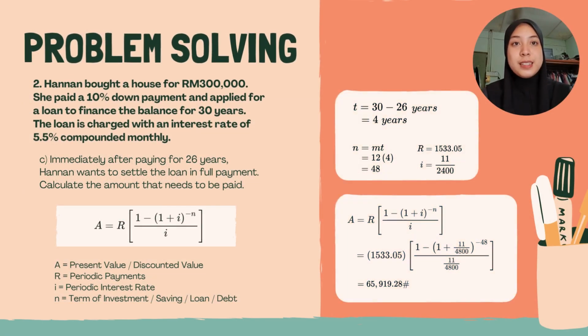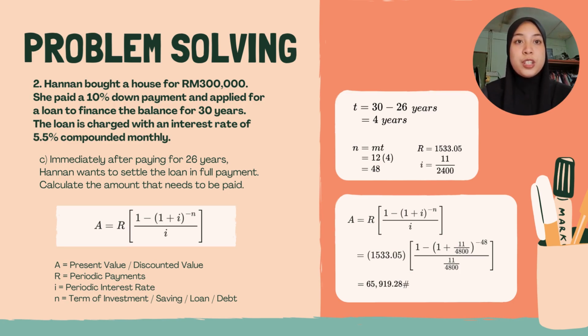Last question, C. Immediately after paying for 26 years, Hana wants to settle the loan in full payment. Calculate the amount that needs to be paid. For this question, we need to use the formula of present value as stated in the slide. First, we need to know how many years and terms are left for Hana to fully settle the loan. Since she already paid for 26 years, that means she has 4 years or 48 months remaining on the loan.